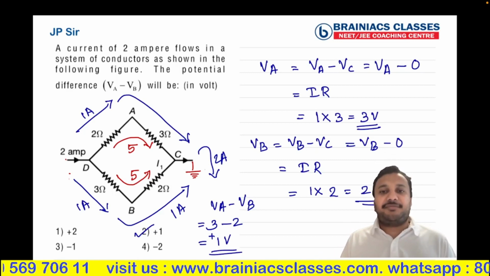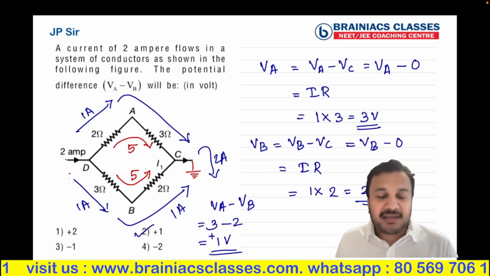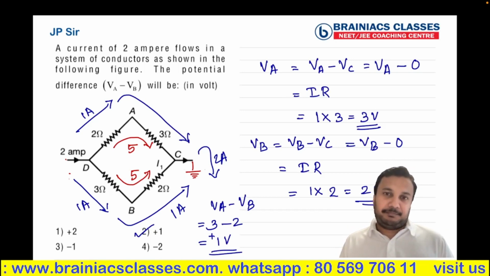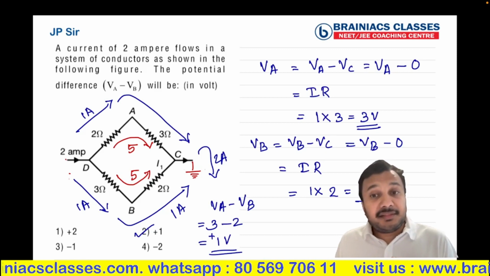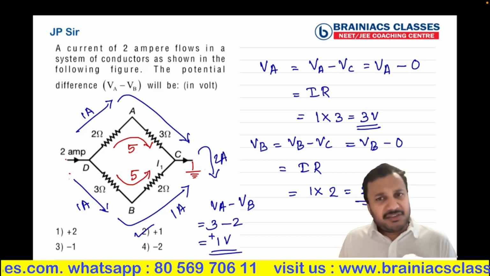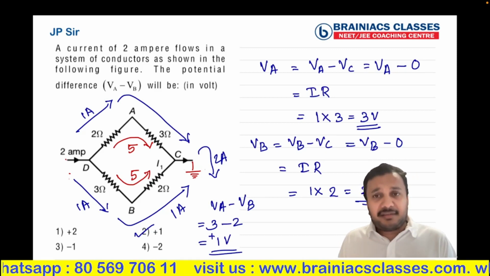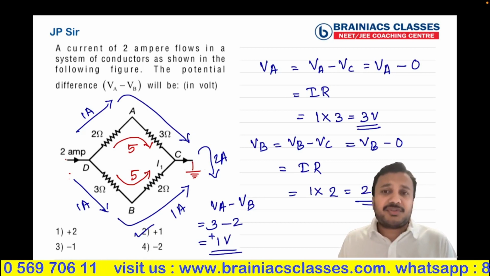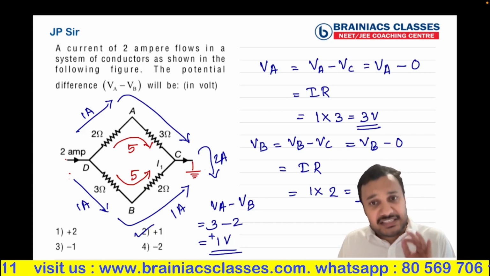Then you just take the difference between VA minus VB. Answer is 1 volt. We discussed 3 important problems here. All 3 are based on the circuit. I strongly recommend please solve all the questions related to circuit diagrams so it is easy for you to score high marks.